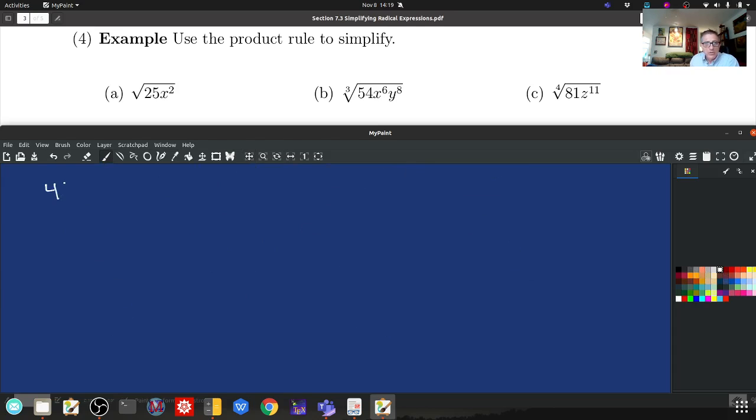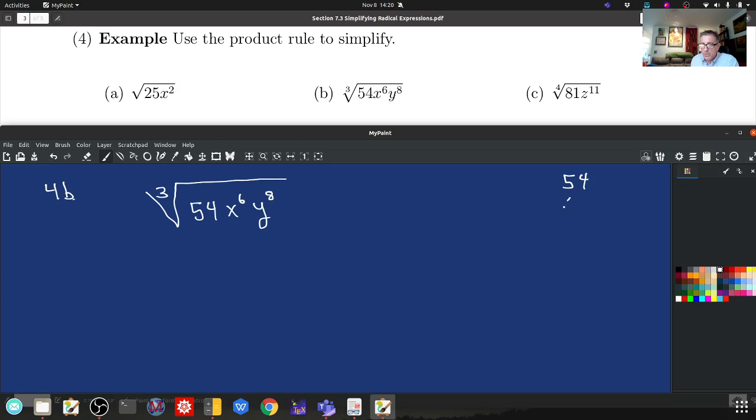So 4b. So now my index is 3. So 54 x to the 6th. 6 is divisible by 3. That's kind of nice. y to the 8th. It's pretty easy what I can do to change that so it's divisible by 3. But I need the factorization of 54.